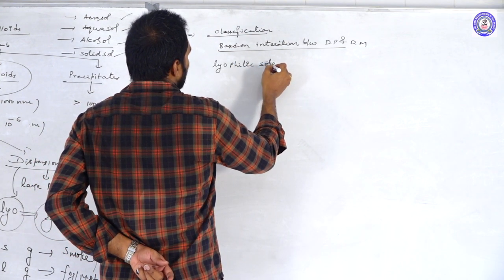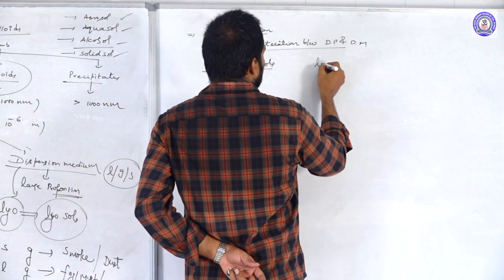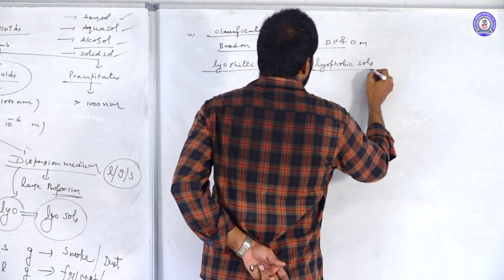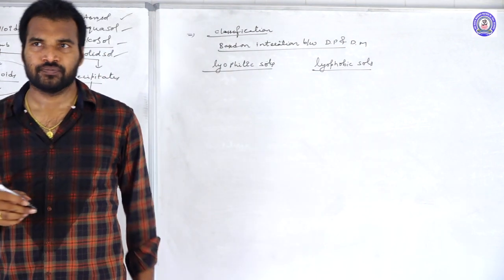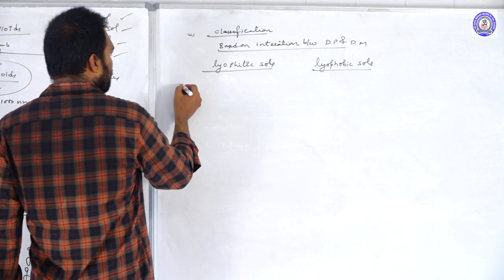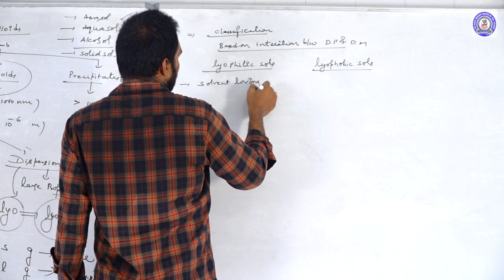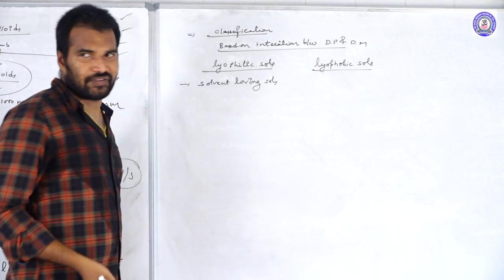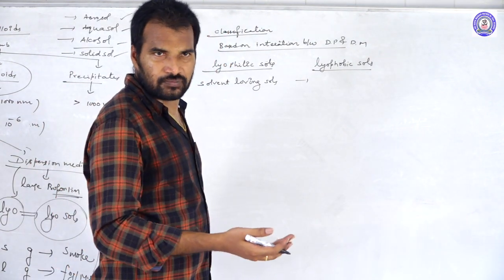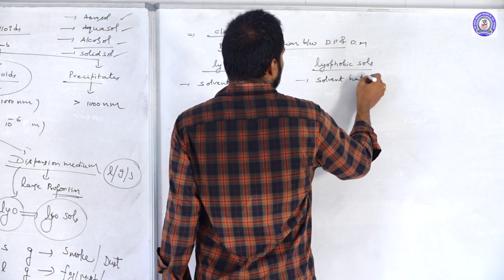Lyophilic sols and lyophobic sols. Why? Because colloidal solutions we call sols simply. Lyophilic: philic means loving, lyo means solvent. Simply, lyophilic sols means they are solvent loving, whereas lyophobic, phobic means phobia, they hate. Okay, they are solvent hating sols.